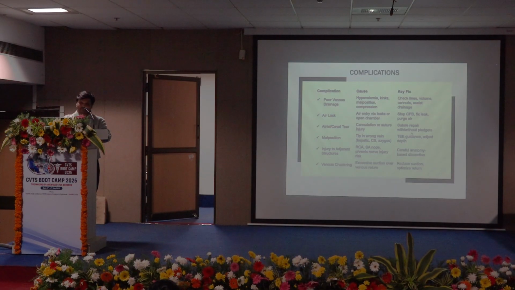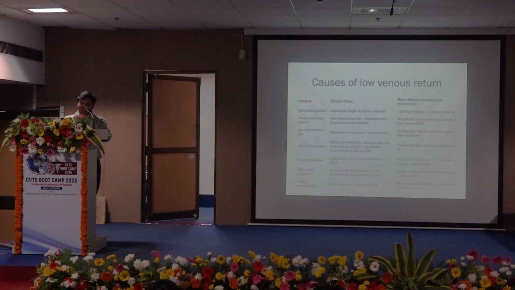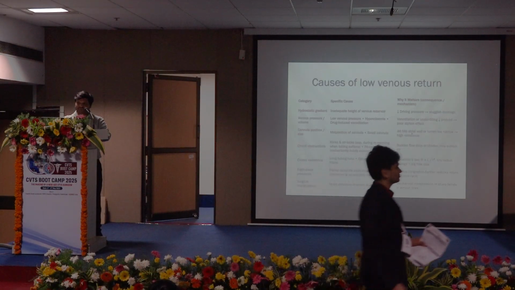Complications of venous cannulation: poor venous drainage, airlock, atrial or caval tear, malposition of the cannula, injury to adjacent structures, and venous shattering. Causes for low venous return: hydrostatic gradient, inadequate right heart venous reservoir, low CVP, cannula position and size, circuit obstruction, excessive resistance of the cannula, right-sided pressures, and surgical manipulation of the heart.